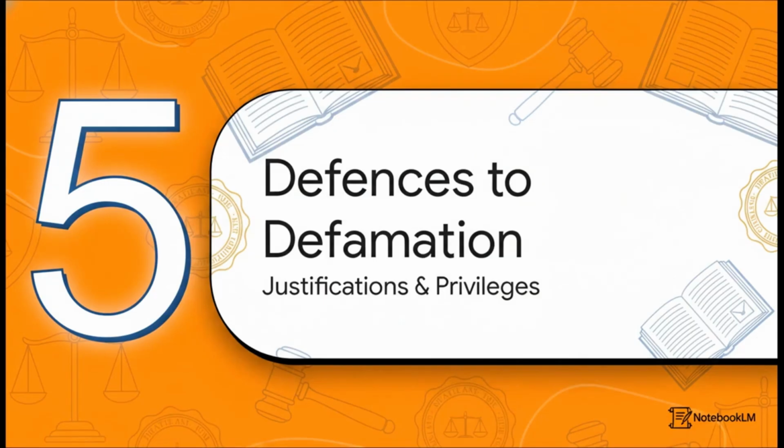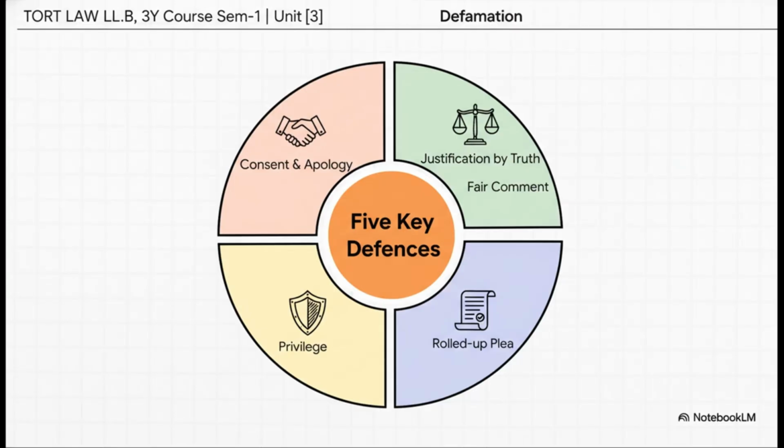We now turn to a critical aspect of defamation law, the defenses available to a defendant, which, if proven, may negate liability even if the statement is defamatory. The law recognizes several defenses. The first is justification by truth. In a civil suit, proving the statement's truth is a complete defense. For criminal defamation under Section 499 IPC, the truth must also be published for the public good.